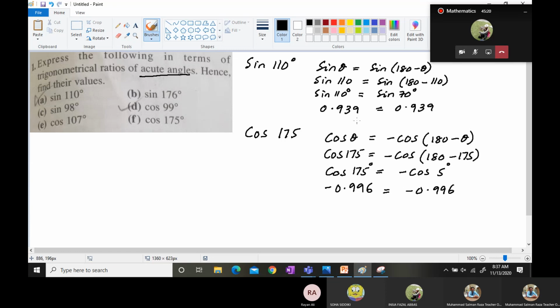The thing is, these type of questions come in paper 2 just because of this, if you are finding out this value, and in paper 1 when you are finding out till here. So now the next question.